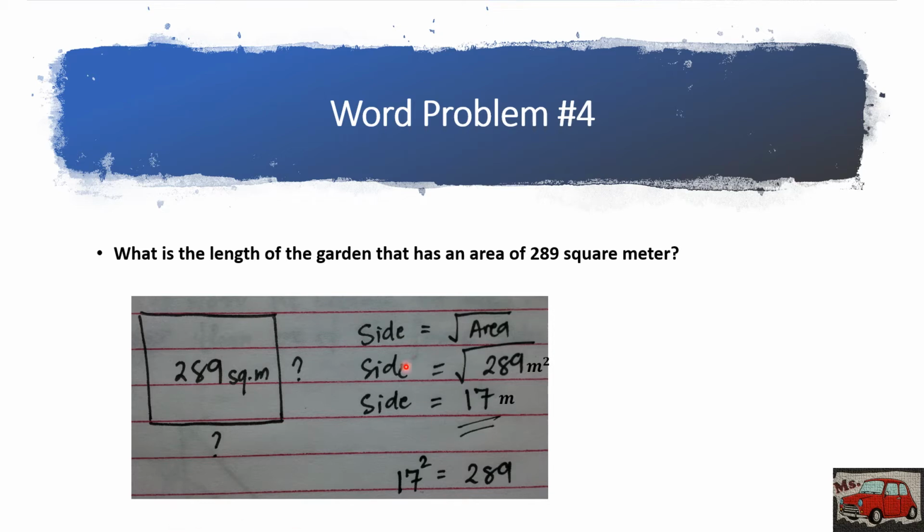Okay? What is the length of the garden that has an area of 289 square meter? Okay, so yung hahanapin natin is yung length ng garden or yung side niya. Okay? So, this is your garden and it has 289 square meter. So, again, to get the side, we just need to get the square root of the area. So, the square root of 289 square meter is 17 meter. So, ibig sabihin, yung side niya is 17 meter. Alright? Parehas sila.